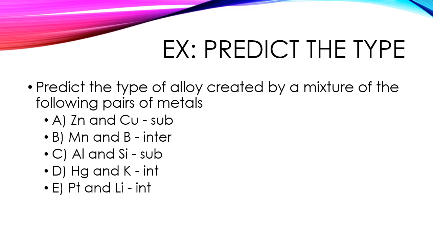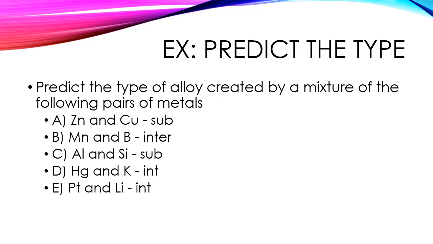Zinc and copper are very close to each other on the periodic table and therefore have very similar atomic radii. Therefore, they are most likely to form a substitutional alloy. Manganese and boron, on the other hand, are quite far away from each other on the periodic table and have very different radii. Therefore, it is more likely that they will form an interstitial alloy, with boron going into the space in between the manganese ions.